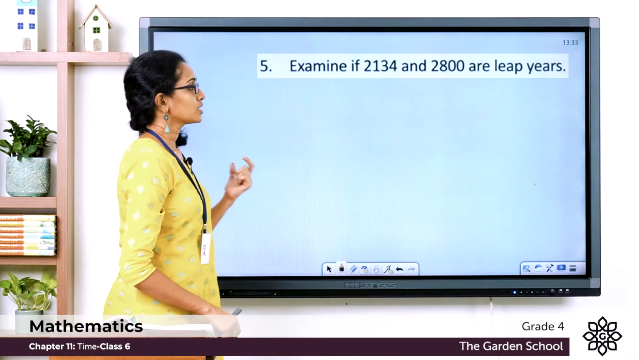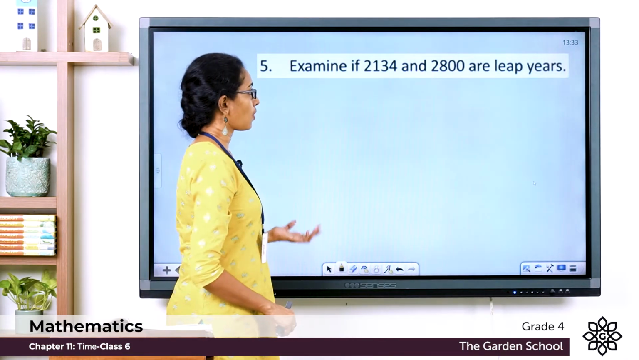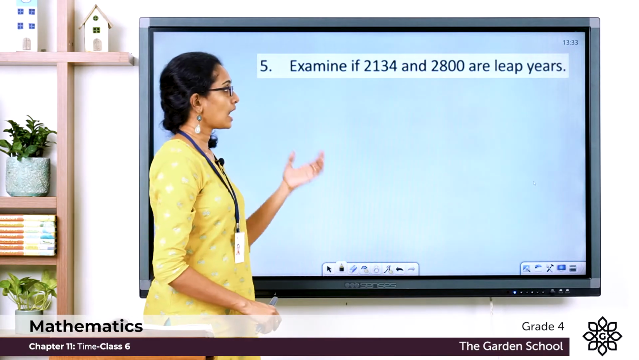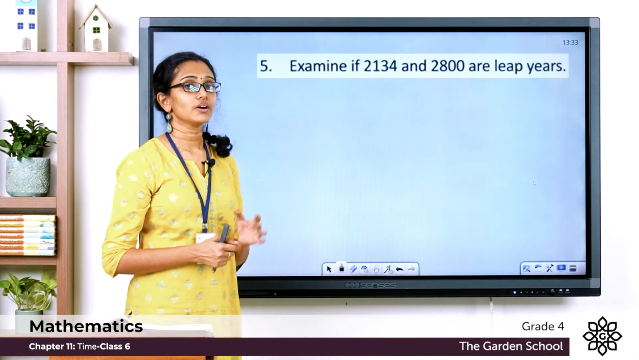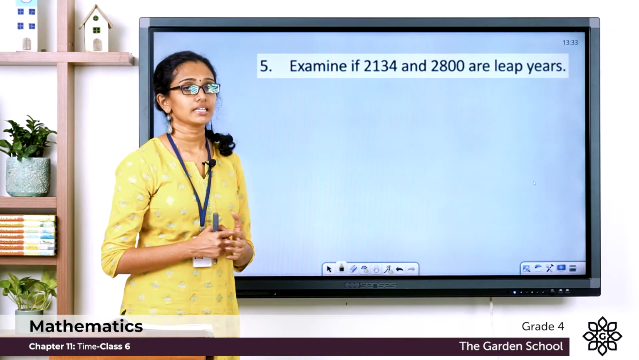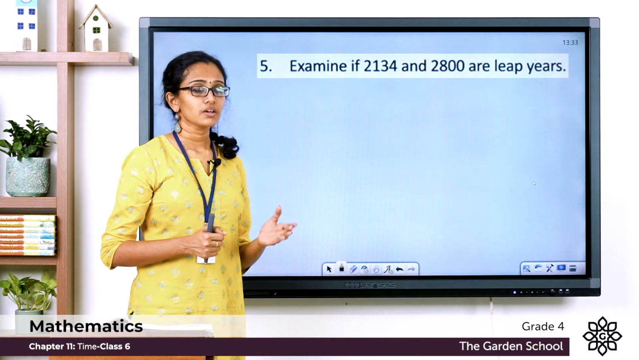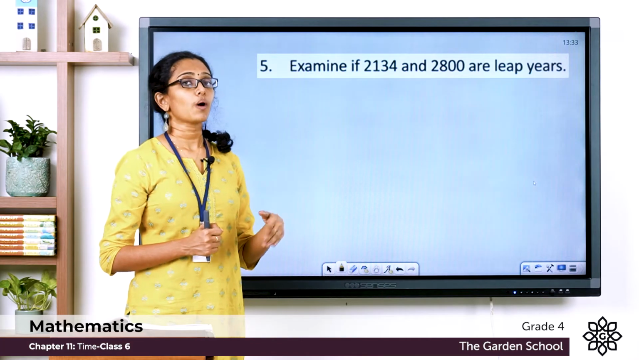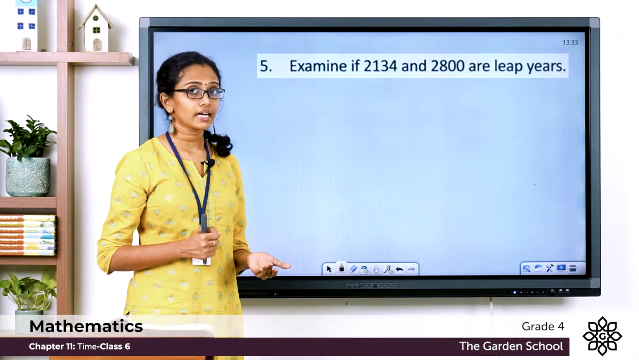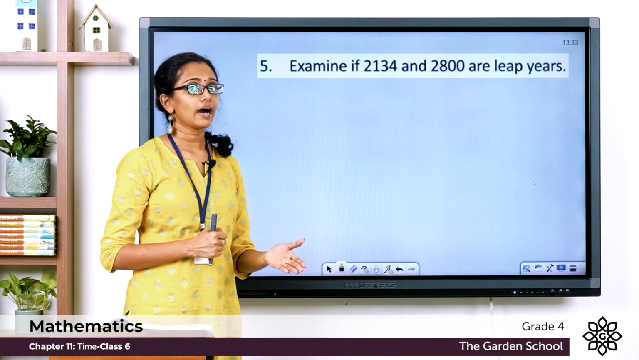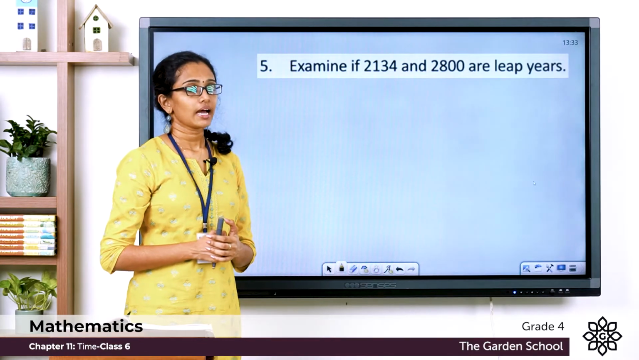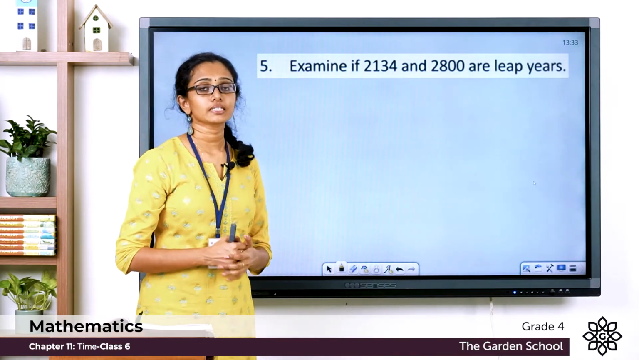Examine if 2134 and 2800 are leap years. So, what is a leap year? A leap year has got 366 days. That is, once in every 4 years, we get 1 day extra, and that one extra day is added to the month of February. So, that year, February will have 29 days. And how do we check if a given year is a leap year?